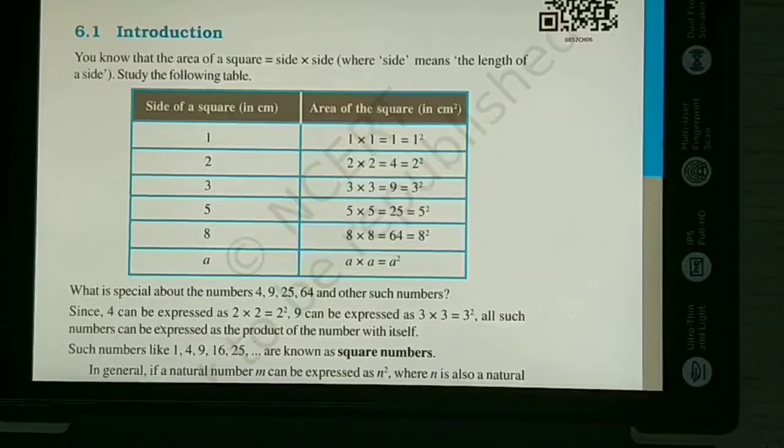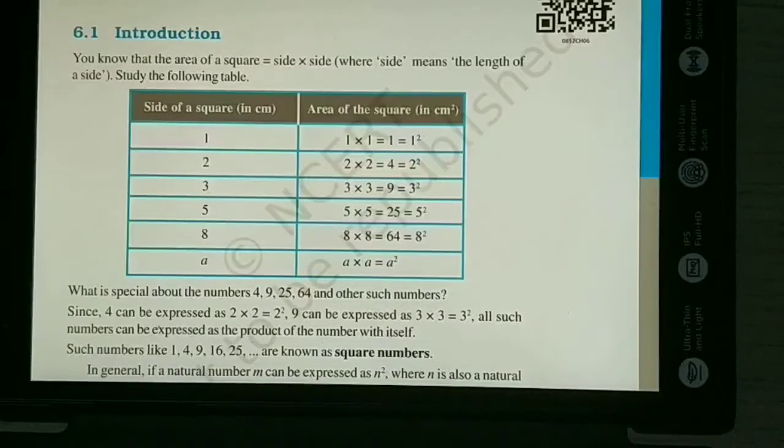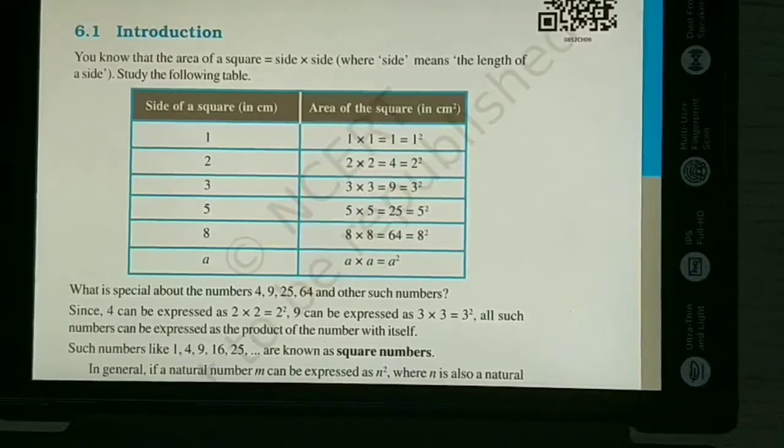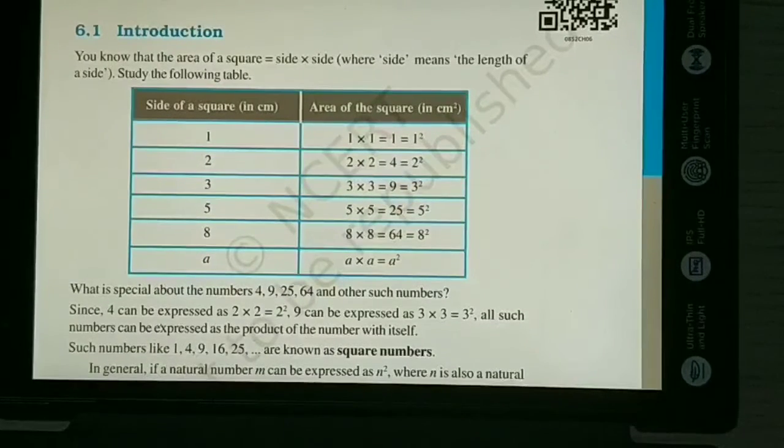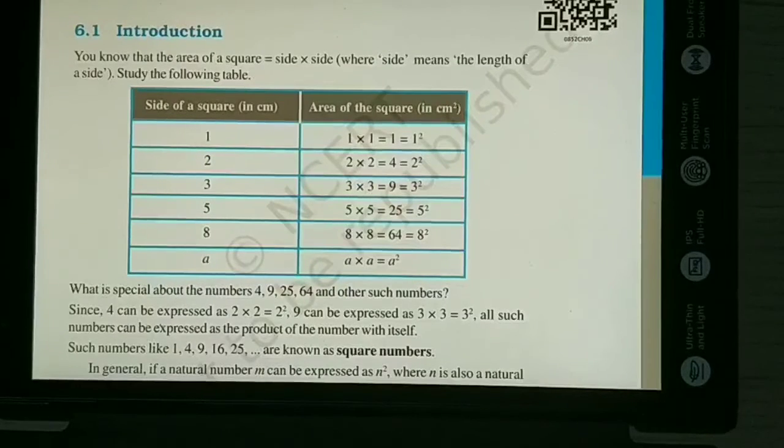We see a square. The area of a square is equal to side into side, where side means the length of the side. We are seeing a table here, where on the left side there is the side of a square in centimeters, and on the right side there is the area of the square.